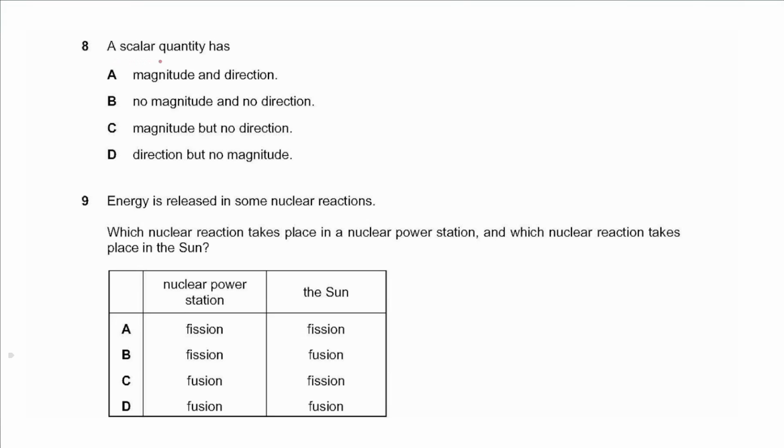Question 8 says a scalar quantity has magnitude and direction. No, no direction. No magnitude, nothing has no magnitude. Magnitude but no direction, yes. So the answer is C.